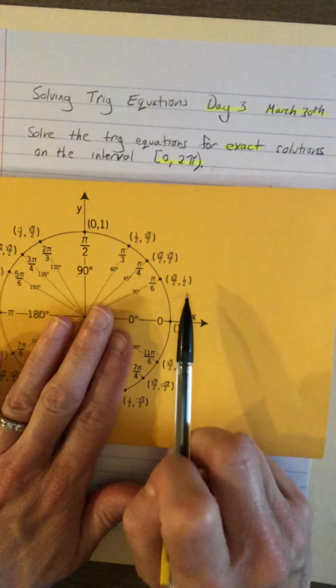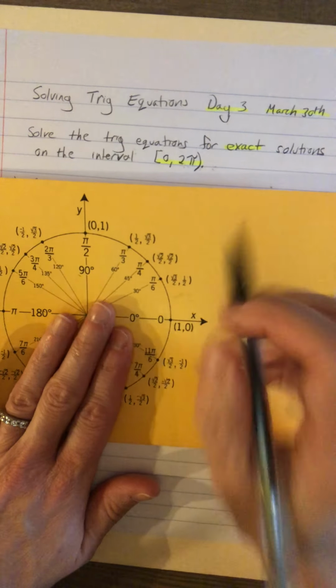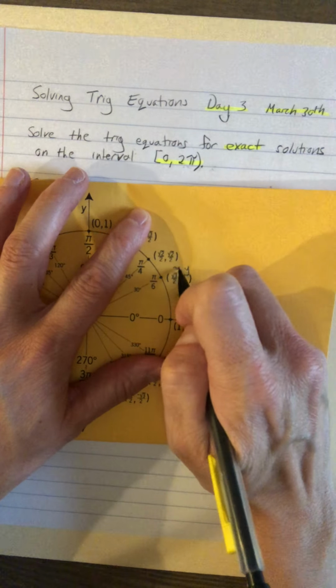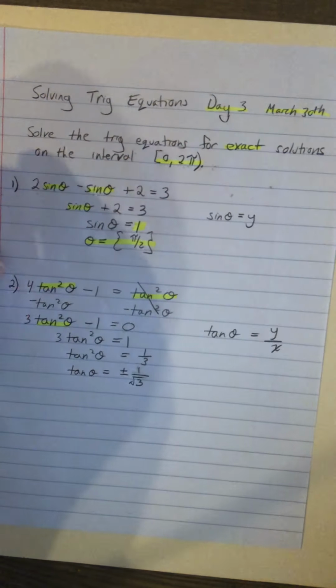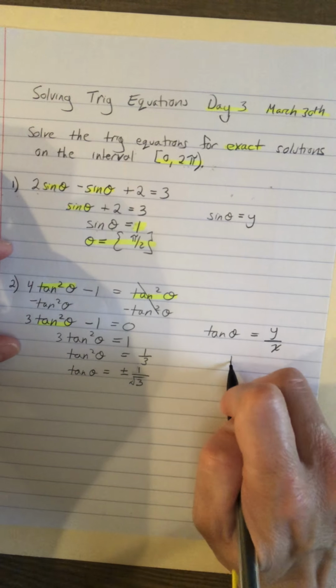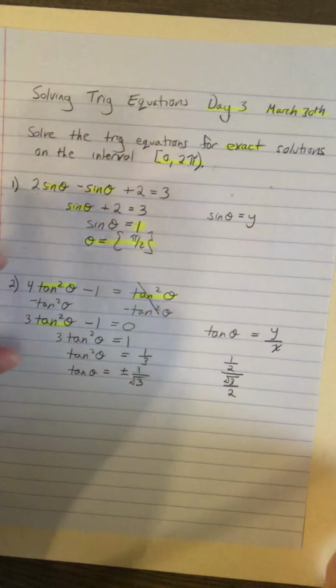So y, let's take a look here. I have 1/2 over root 3 over 2. This is my y, this is my x. Look what happens when I analyze that. I get positive 1/2 over root 3 over 2.